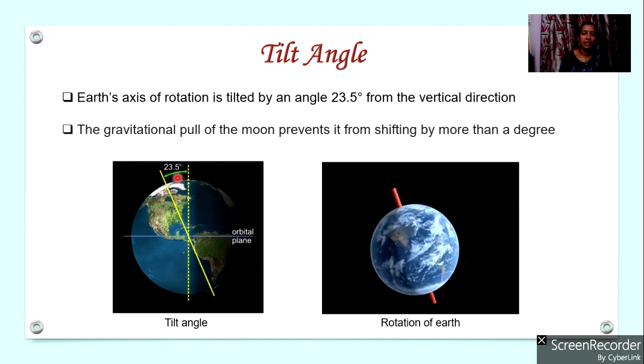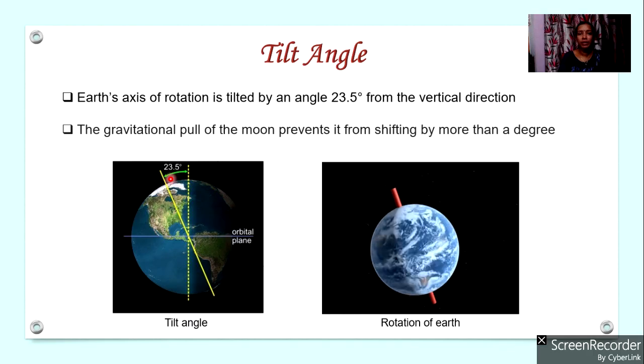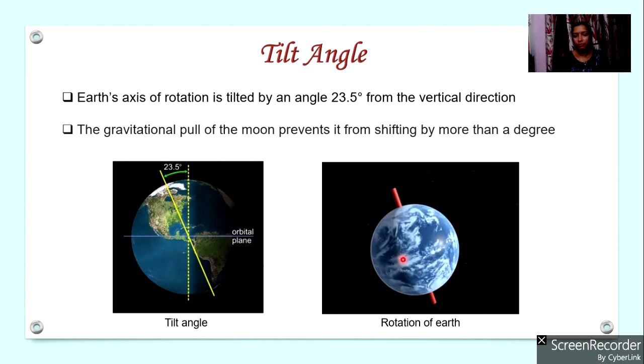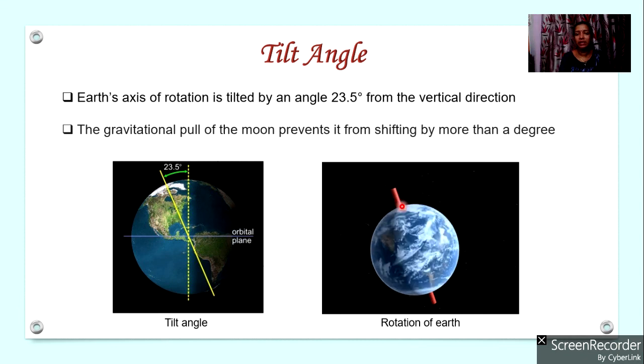It can vary in the range 24.5 to 22.5. So the tilt angle varies by 1 degree due to the gravitational pull of the moon. We can see the rotation of Earth. This is the axis of rotation, the red axis, and it is vertical.